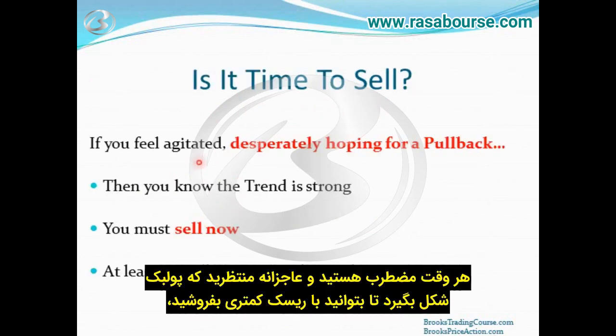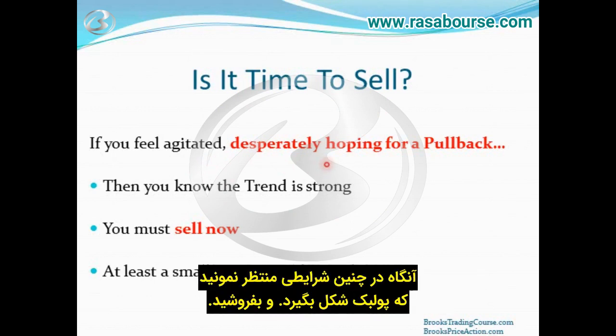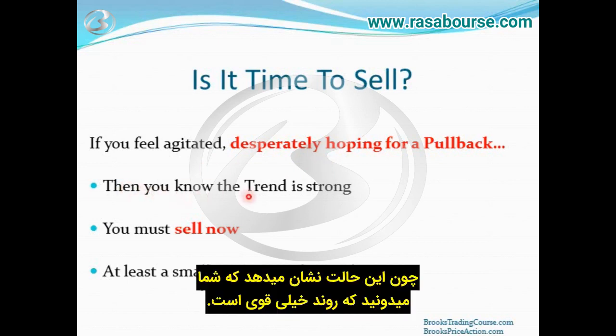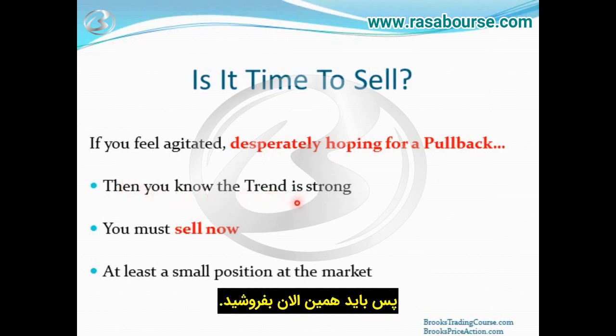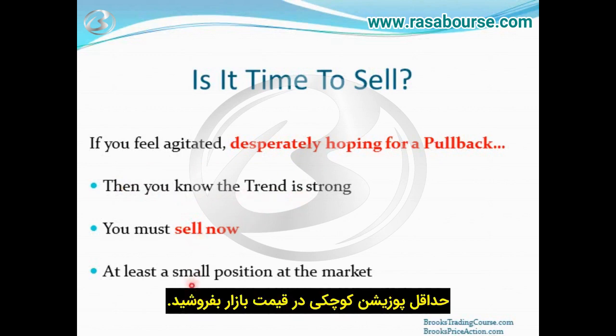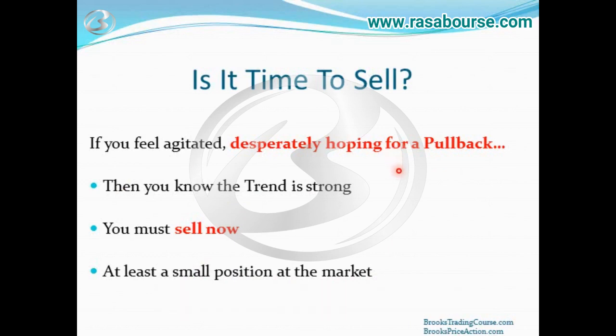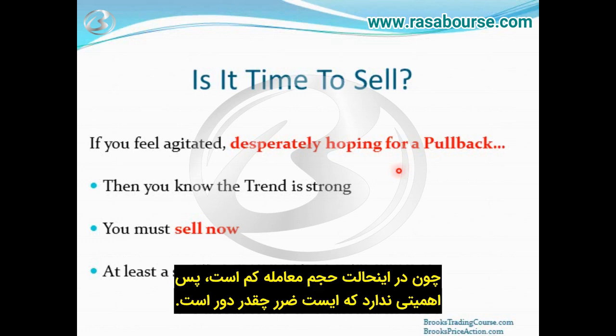If ever you feel agitated and you're desperately hoping for a pullback that will allow you to sell using a smaller stop, then don't wait for the pullback. Sell. That tells you that you know that the trend is very strong and you must sell now. Sell at least a small position at the market. Figure out how far your stop is. You look at it and say, wow, that's a lot further away than I want to risk. Well, it's not. You just trade very small, and that is your stop, no matter how far away it is.